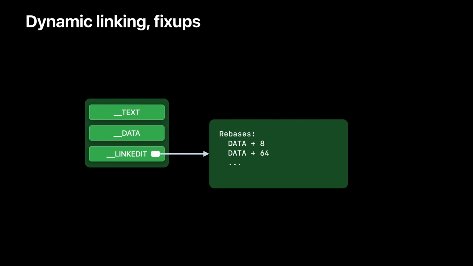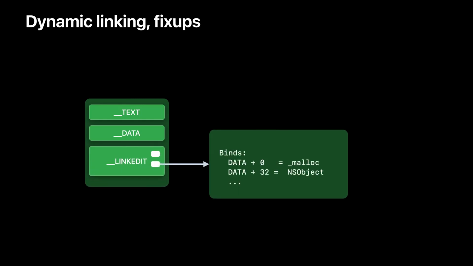On disk, those pointers contain their target address if the dylib were to be loaded at address 0. That way, all the link edit needs to record is the location of each rebase location. dyld can then just add the actual load address of the dylib to each of the rebase locations to correctly fix them up. The second kind of fixups are binds.